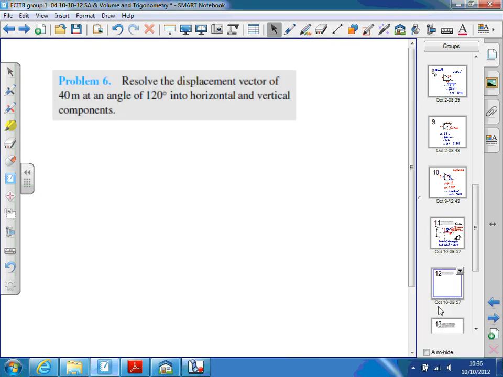Resolve the displacement vector of 40 meters at an angle of 120 degrees into horizontal and vertical components. So let's look at this one. Let's first of all start off with our guidelines. This is the origin. All angles are going to be measured from the positive x-axis anti-clockwise. So that's how I'm going to measure angles.